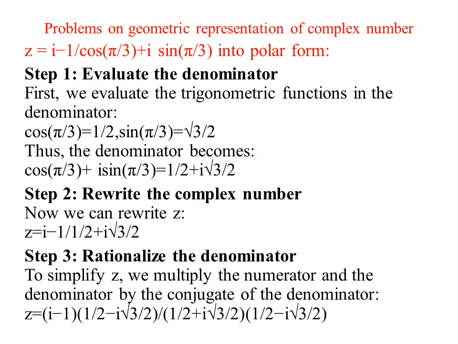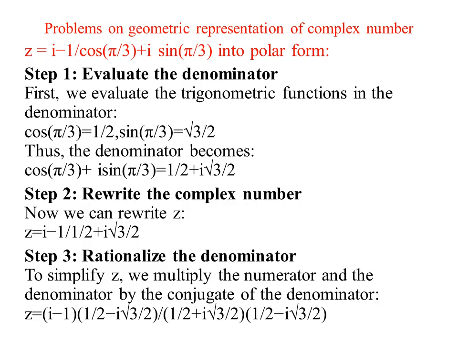In the previous session, we discussed the importance of the geometric representation of a complex number. In this session, we are going to discuss problems on the geometric representation of a complex number. Here the first problem says: convert z is equal to (i minus 1) by (cos pi by 3 plus i sin pi by 3) into polar form. This problem can be solved in steps.